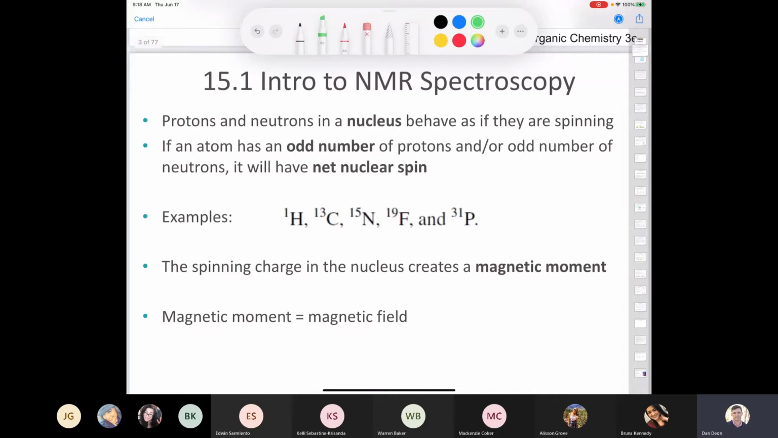So it says here that protons and neutrons in a nucleus behave as if they are spinning. They are not spinning like a top, but it is a very useful analogy, and so that's how we're going to treat them, right? We treat them like they're spinning around and around.